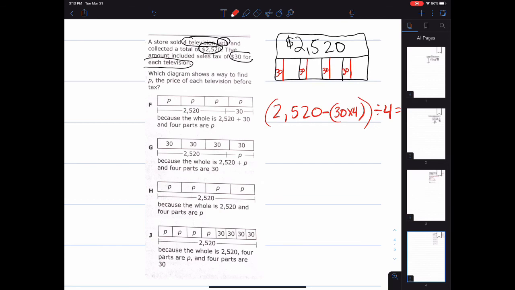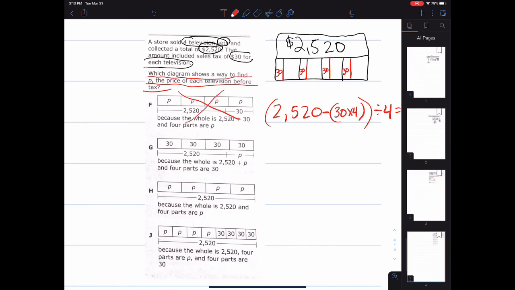And so the question's asking, which diagram shows a way to find P, the price of each television before tax? I'm going to look at my strip diagram. I notice that $2,520 is my total for everything. So let's look at F. I know this one cannot be it because it has $2,520, but then it has 30 as part of the total. And I know 30 is not part of the total. Well, it is part of the total, but my total is only $2,520. So I should only have one big space for $2,520. Should not share it with 30. So I know I can eliminate F.